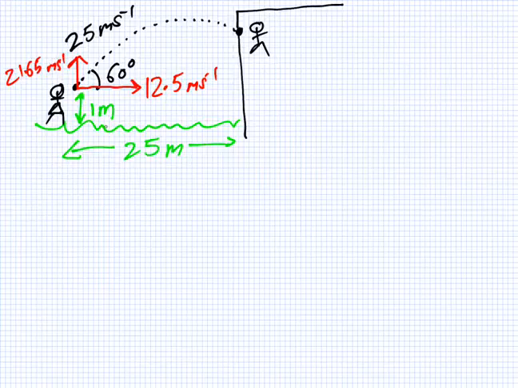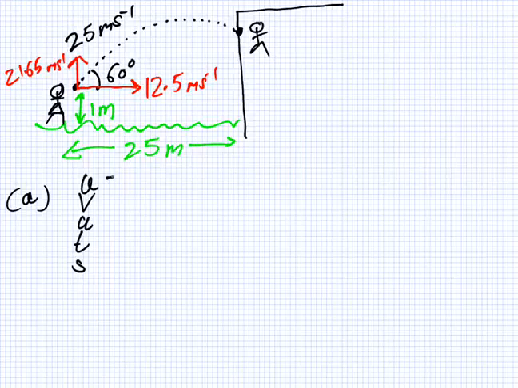Right. Now the C, can you please go back? The C part is maximum height. So do we look at the x or the y? What do you think? Look at the y. What's going to happen is it's going to increase, and then at the top the v in the y direction is 0. There's no vertical speed.